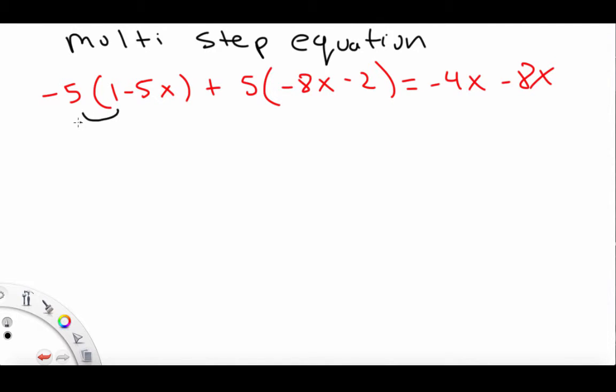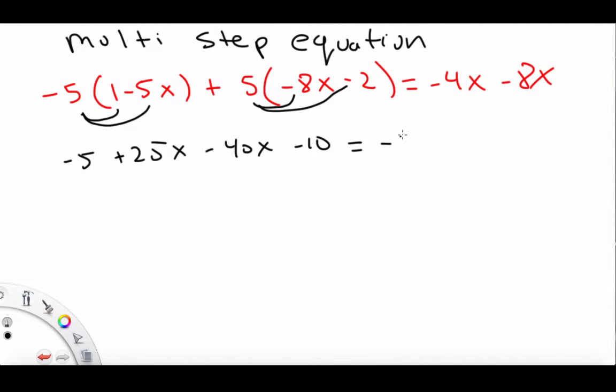Negative 5 times positive 1. Negative 5 times negative 5x. So we get negative 5, and then we have positive 25x, right? Same thing over here. Positive 5 times negative 8x, positive 5 times negative 2. 5 times negative 8x is negative 40x, right? And then we have negative 10, 5 times negative 2, right? So we repeat negative 4x, negative 8x; there's nothing to simplify.